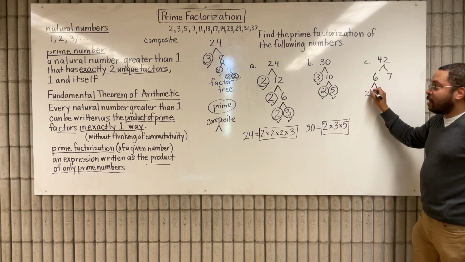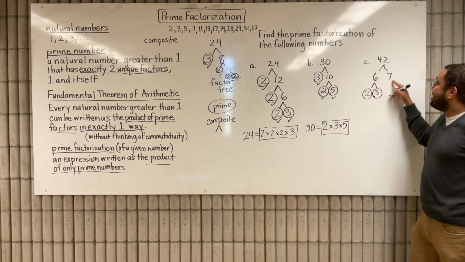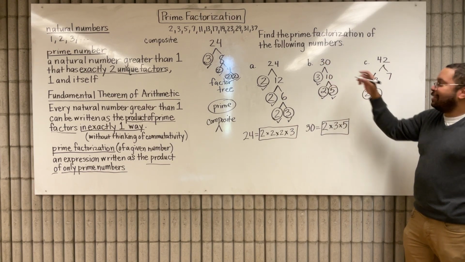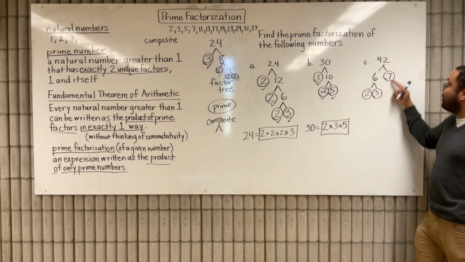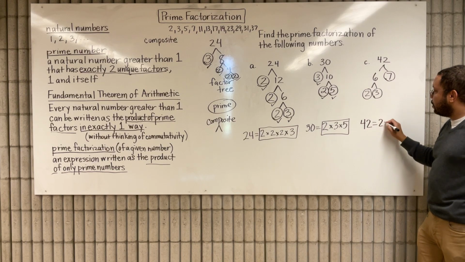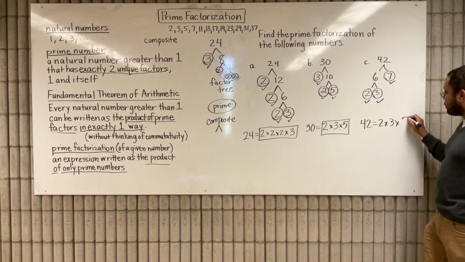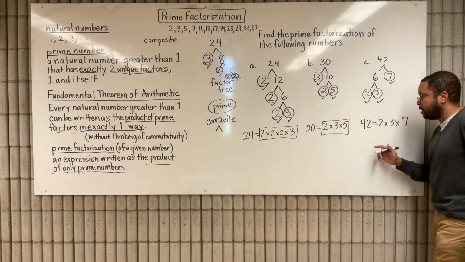Is 2 a prime number? Yes. Is 3 a prime number? Yes. Is 7 a prime number? Yes, it is, okay? And that's it. I've broken this down to its prime factorization. So 42 is equal to 2 times 3 times 7. And just verify before you're done to make sure this is the prime factorization.